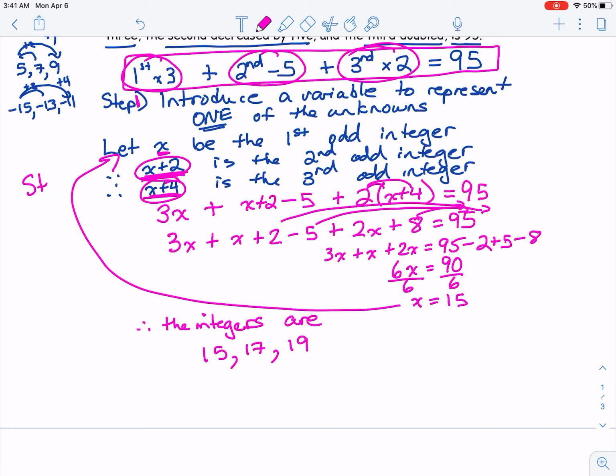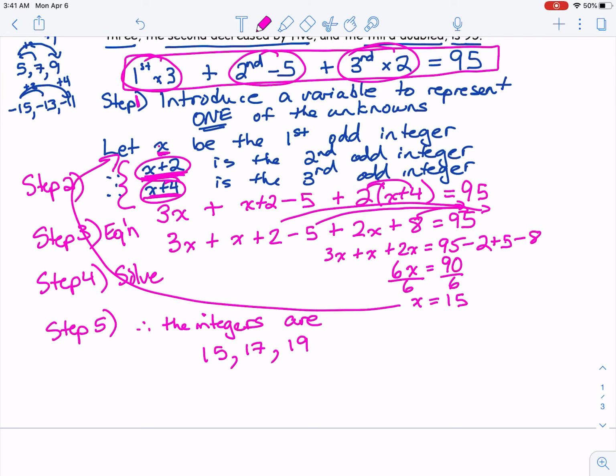Okay, so step 1, introduce a variable to represent one of your unknowns. Step 2, express all the other unknown things that you have in terms of that variable. Step 3, make an equation. And then step 4 is solve. And then finally, step 5 is make a statement that answers the question.